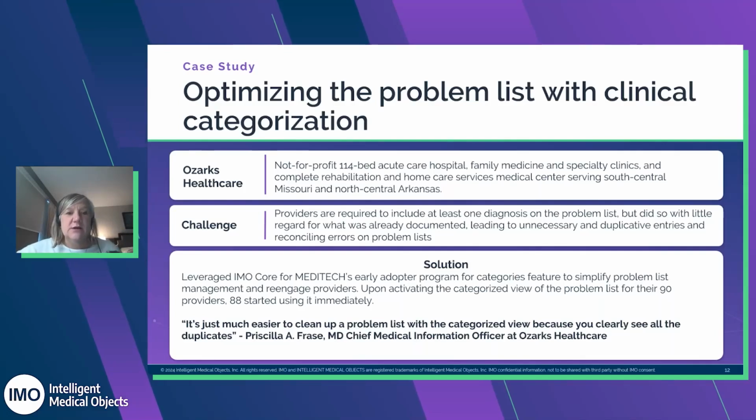We are a single hospital, 114 bed acute care facility. We have 28 clinics, with 8 of those being rural health family medicine clinics, and the rest are various specialty clinics. We also have rehabilitation and home care services. And we have been on Expanse since January 1st, 2020, as I said.